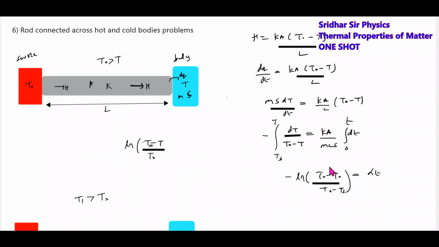T naught, this is like T naught minus T, e to the power of minus alpha t, or T equals T naught plus (T naught minus Ts). Like this, the temperature of this body will increase exponentially.